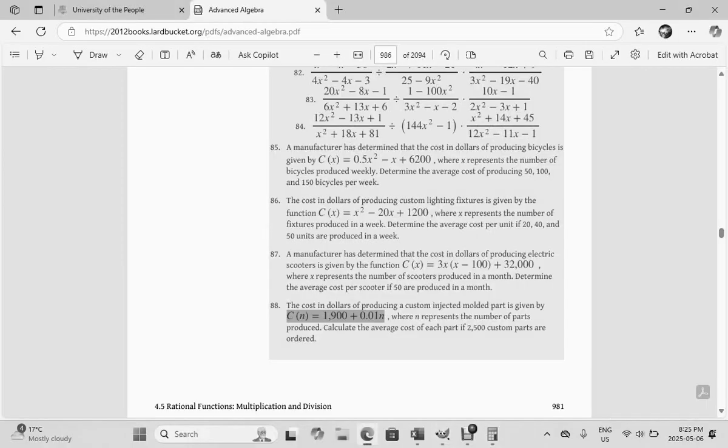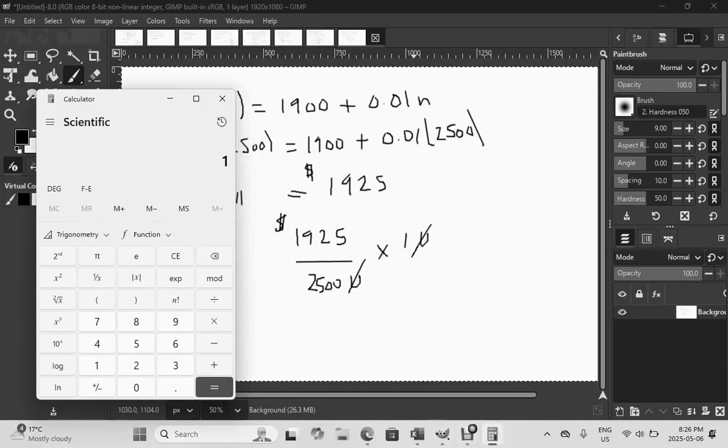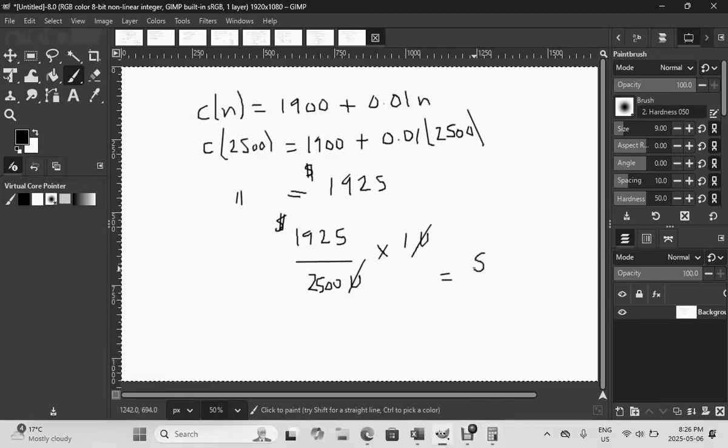If you go back, it's asking us for the average cost per unit of each part. So average cost for each part: we know this is 2,500 units, so 1,925 over 2,500 units multiplied by 1 unit. 1,925 divided by 2,500 is 0.77, or 77 cents. So the cost of production is 77 cents per unit.